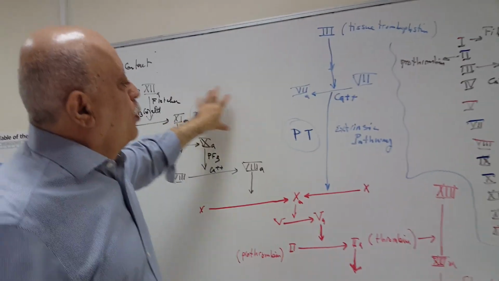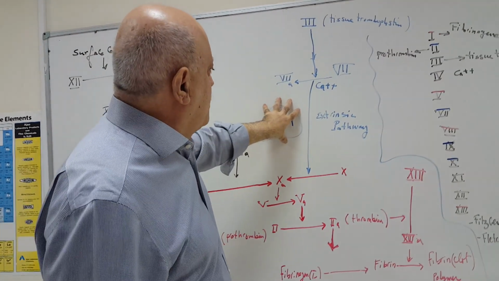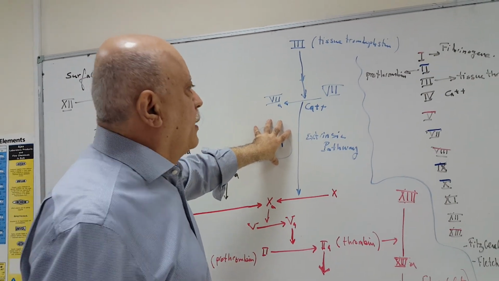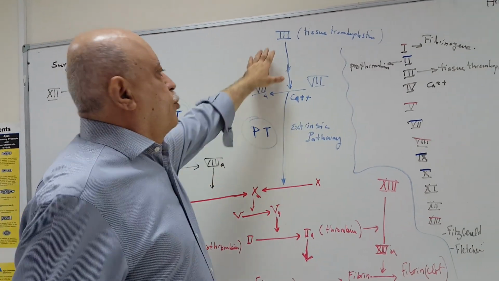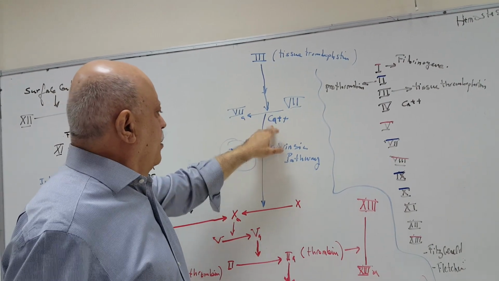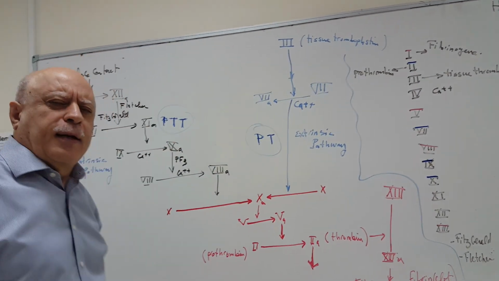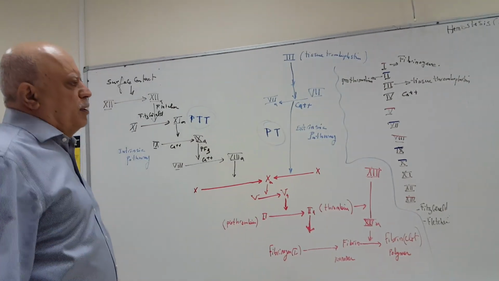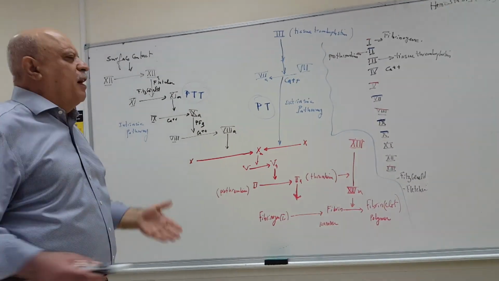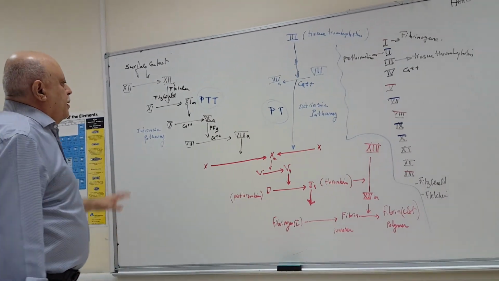Last week, you saw we did a PT. We took a plasma, and all we had to add is what's missing, tissue thromboplastin and the calcium, and it clotted within 11 seconds, which is near the normal range between 11.5 to 12.5.